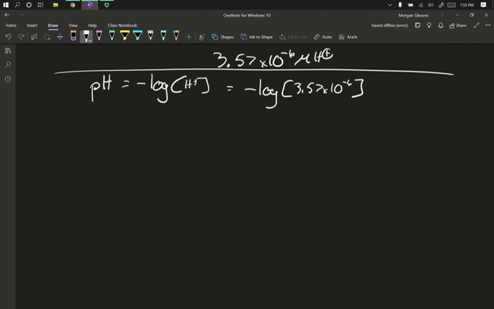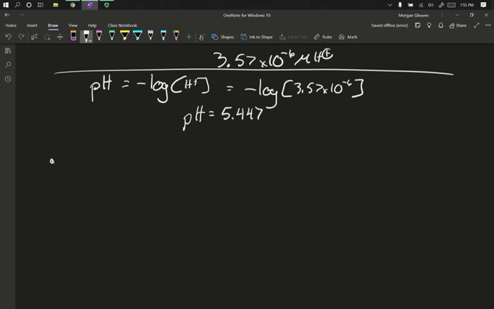Plug that into our calculator. What we'll find is that the pH, the value that equals 5.447. Rather than write out all the zeros or even the scientific notation, I can just tell you that this solution has a pH of 5.447. That would indicate how much H+ is present.